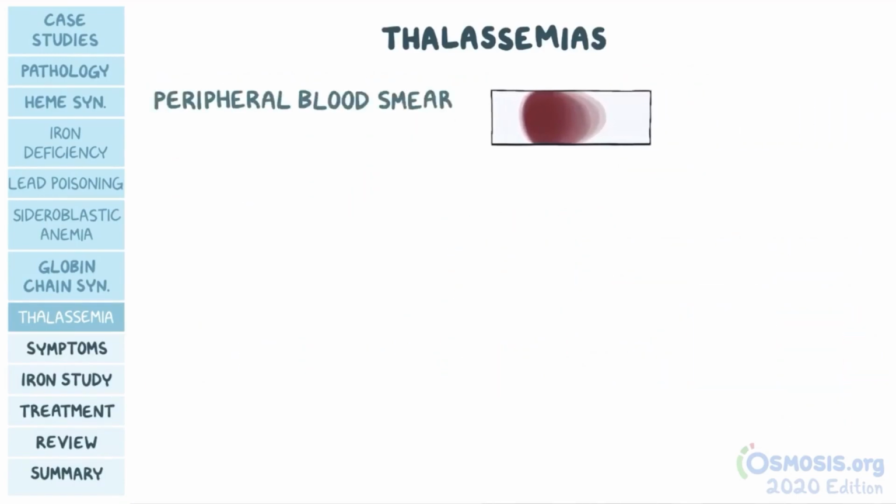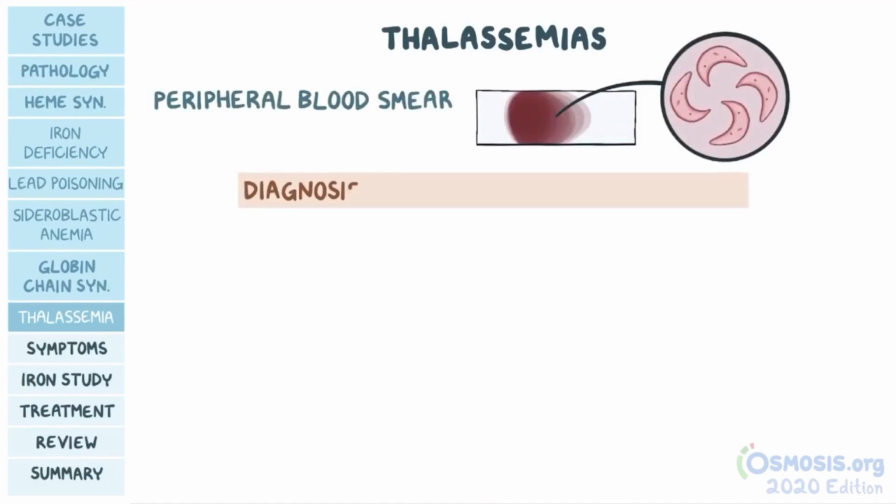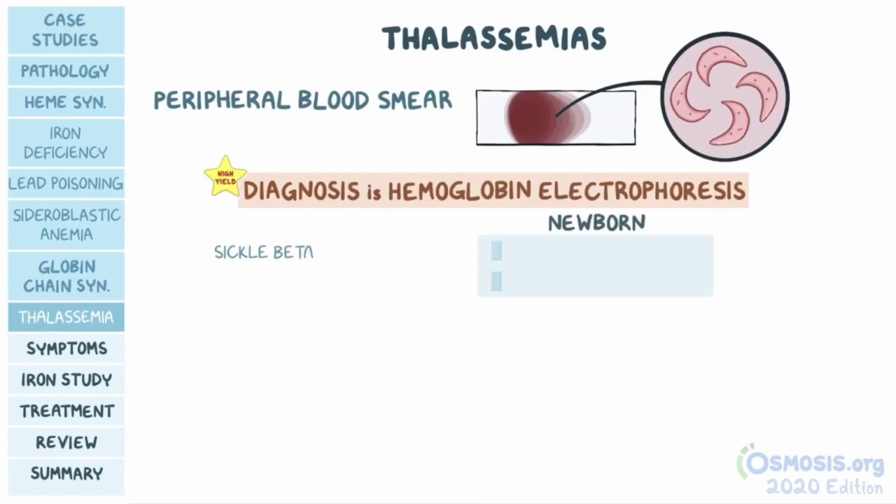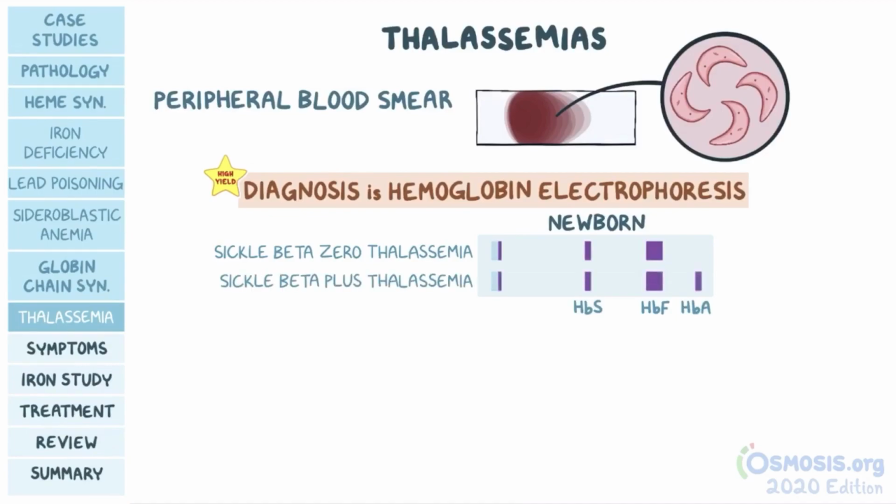Peripheral blood smear will reveal sickle-shaped cells, but diagnosis is made via hemoglobin electrophoresis. In a newborn with sickle beta 0 thalassemia, it will show an intense band of hemoglobin F or HbF and another lighter band of HbS, instead of the adult hemoglobin A or HbA. A newborn with sickle beta plus thalassemia will have an HbF as well as an HbS and a light HbA band. If newborn screening is not done, then the diagnosis is made during a sickle cell crisis.